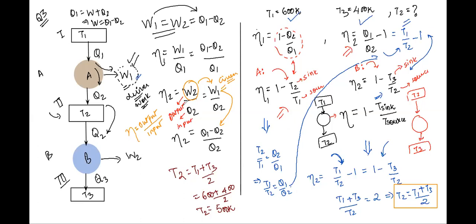But we need not go first. We need not go for it because it's given that W2 is equal to W1 in the question, right? Then we got the equation that efficiency equals 1 minus T3 by T2.